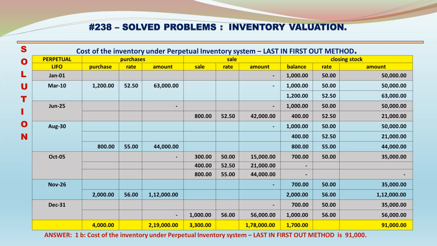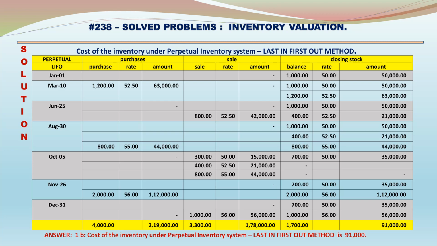Now the closing stock is 1,000 units at 50, 50,000; 400 units at 52.50, 21,000; and this purchase, 800 units at 55, 44,000. On October 5, there is a sale of 1,500 units. 300 units go from 50 amounting to 15,000, 400 units from 52.50, 21,000, 800 units at 55, 44,000. Now the closing stock is 700 units from the beginning balance at the rate 50, 35,000.